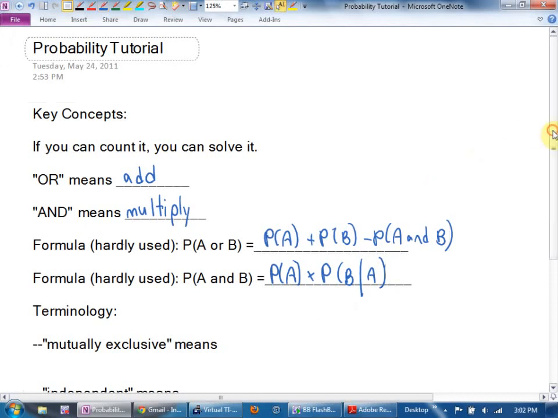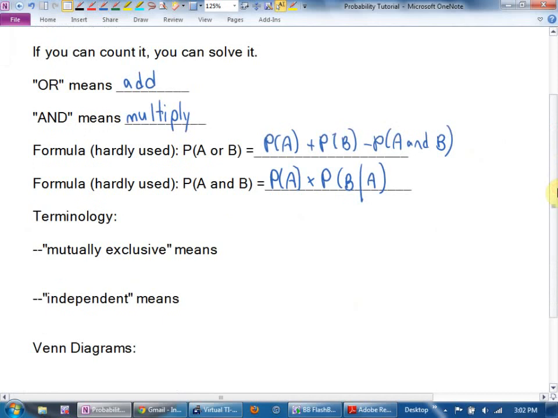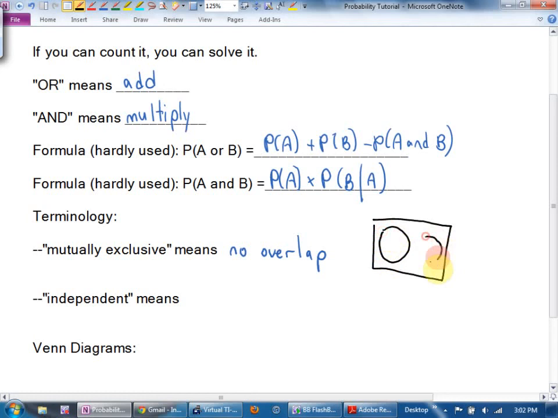Some terminology. Mutually exclusive versus independent. These are two that kids get mixed up. So what does mutually exclusive mean? No overlap. It means this: two completely separate groups.